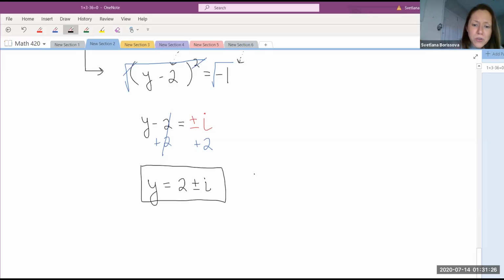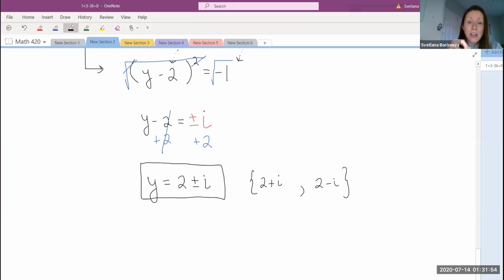This creates 2 solutions. The first solution is 2 plus I. That's solution number 1. I put a comma and write down the second solution. The second solution is 2 minus I. So these are 2 solutions. And we already solved quite a few quadratic equations today, and each had 2 solutions. What I need to tell you is that the way we check solutions for quadratic equations is the same way as for linear equations.